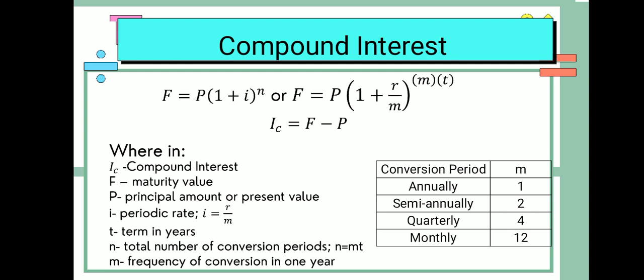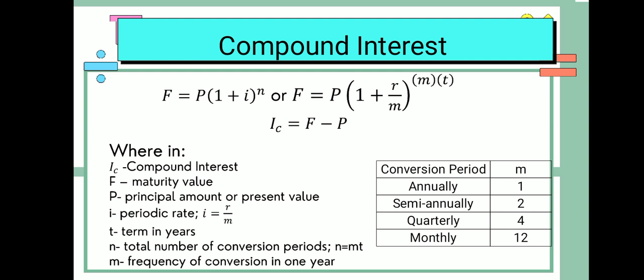Okay, so whereas I is the compound interest, F is the maturity value, P is the principal amount or the present value, i is the periodic rate, which is r over m, t is the term in years, and n is the total number of conversion periods, or n is equal to m times t. Then m is the frequency of conversion in 1 year. So we have the conversion period, or m.